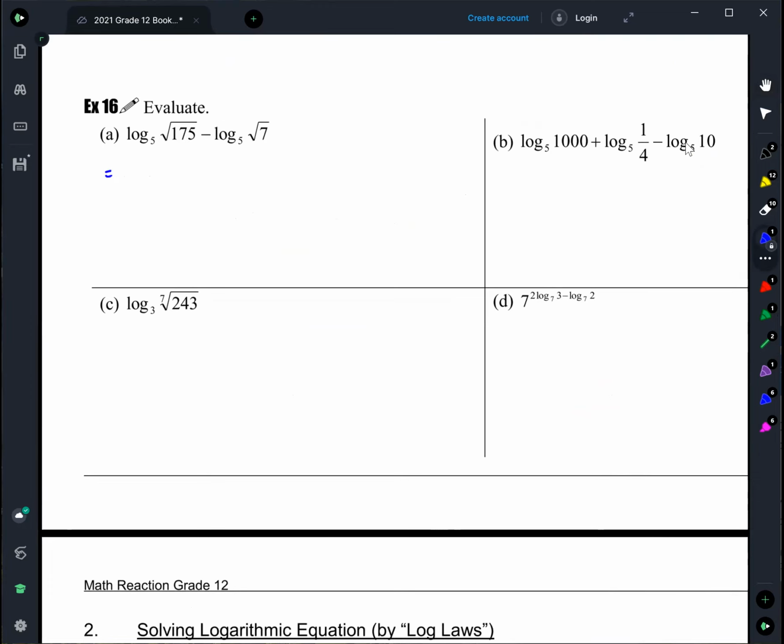So we have 3 laws, right? This one has a subtraction. So how do we simplify using the law? Chris?